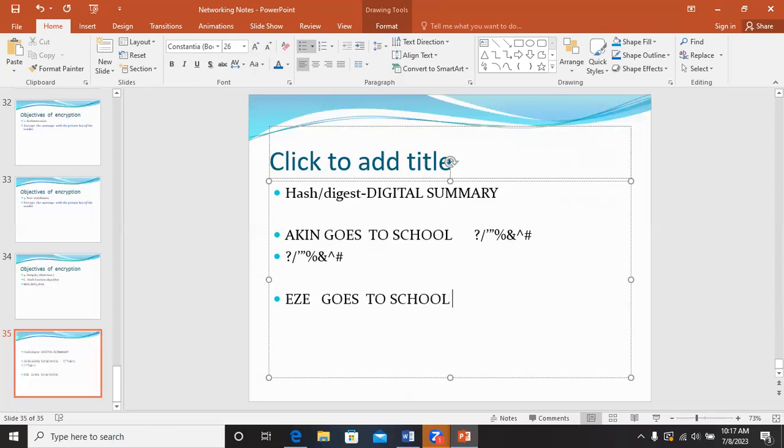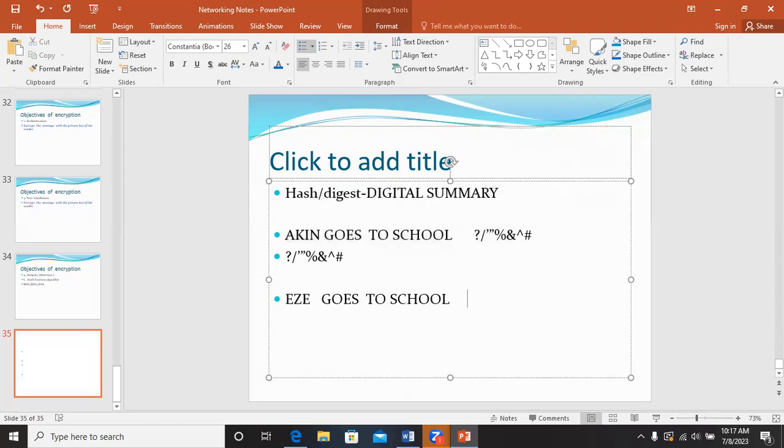There's another book called Easy Goes to School. But I actually send you and say, okay, the book you should read is Akin Goes to School. And I send the hash. Now, somebody was able to tamper and change Akin to Easy, and say, no, this is not the book you should read. Read Easy Goes to School.